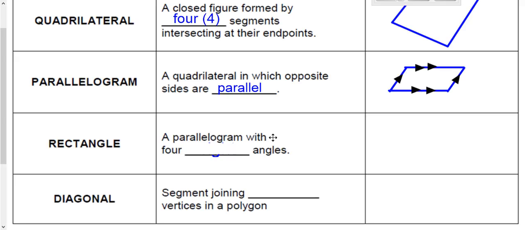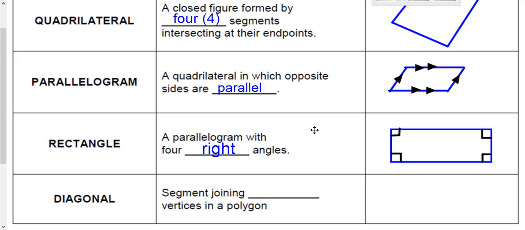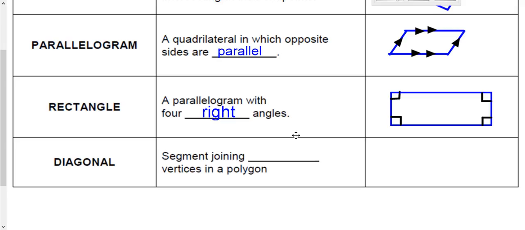A rectangle is a parallelogram with four right angles in it. So you'll see some special properties about rectangles. Since it is a parallelogram, all the properties of parallelograms will be true. For instance, we know that opposite sides in a parallelogram are parallel, so that's true in a rectangle also.